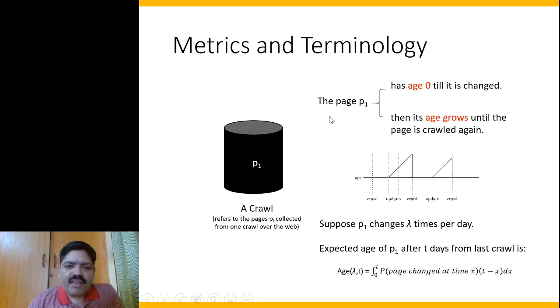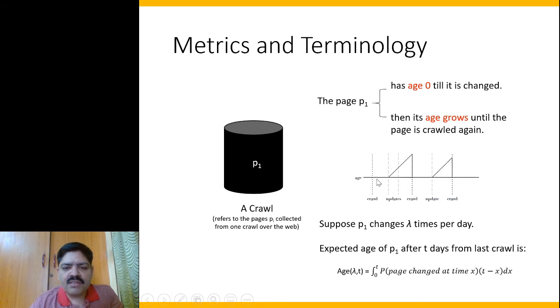So we find age is a much better metric. Let's define age. Let's say there's a page P1, and P1 has age 0 at the time it is changed, and then the age grows until the page is crawled again. Okay, so this is what happens.